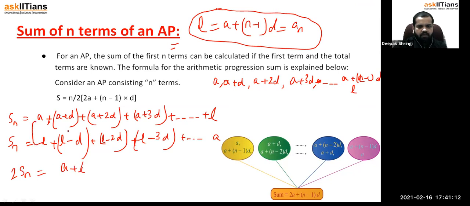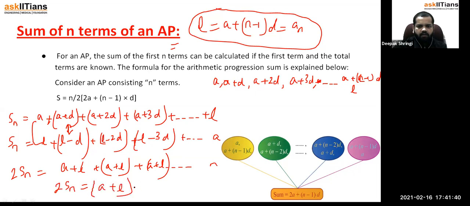In case of these, D and D will cancel out, then it will again come A plus L, and further A plus 2D and L minus 2D will cancel out, then again A plus L. A plus L will come how many times? Till n times, right? So 2Sn is equal to A plus L multiplied by n, right?